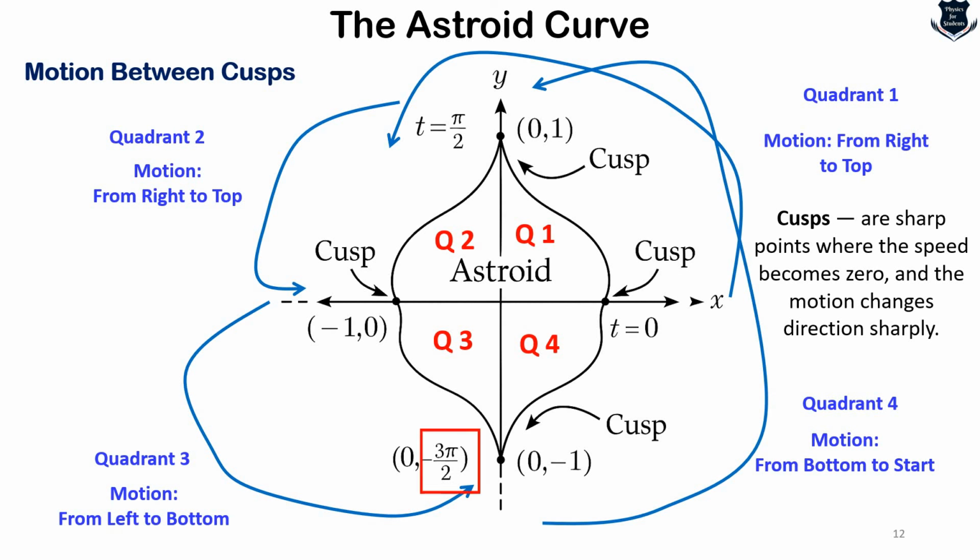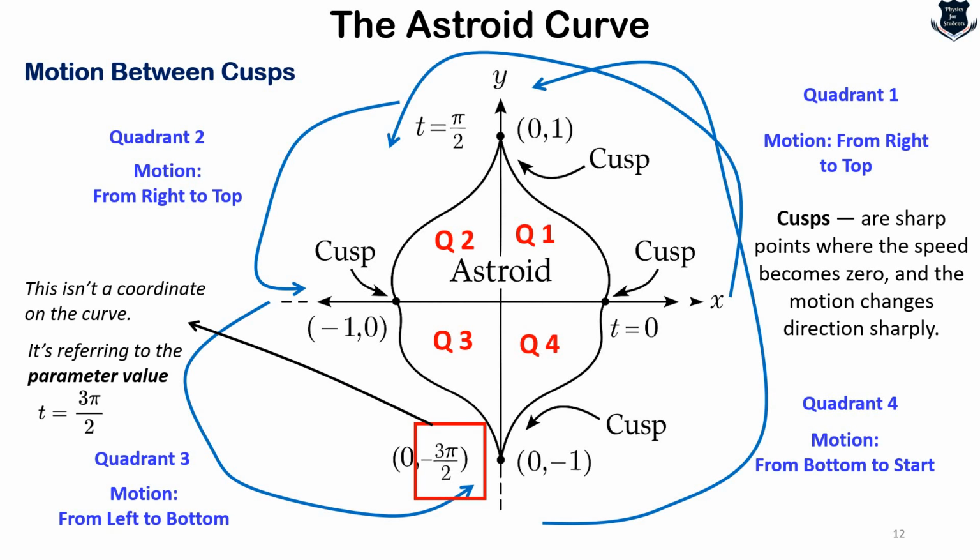Now what I was telling is that here you can see minus 3 pi by 2. This is something strange. We have mentioned this, but we have not said what it is. Here I would like to tell you that this is not a coordinate on the curve. Minus 3 pi by 2 is actually referring to the parameter value t equals 3 pi by 2. So just remember that this is just the parameter value, so it has nothing to do with the coordinate, but some of the books refer to this as minus 3 pi by 2.